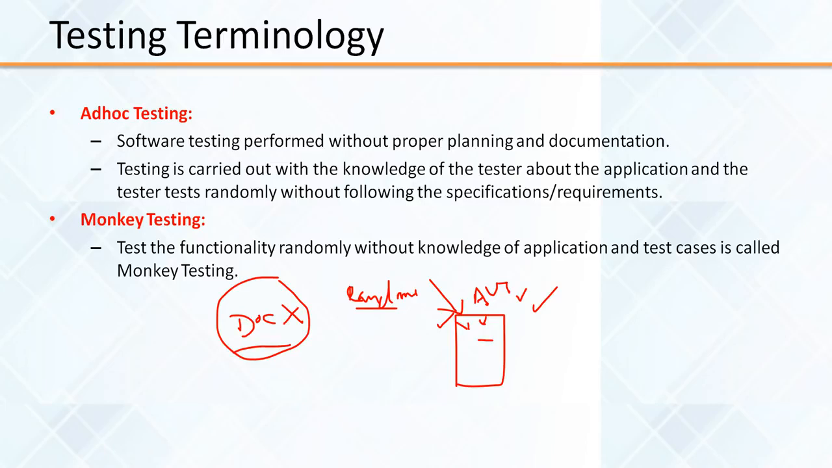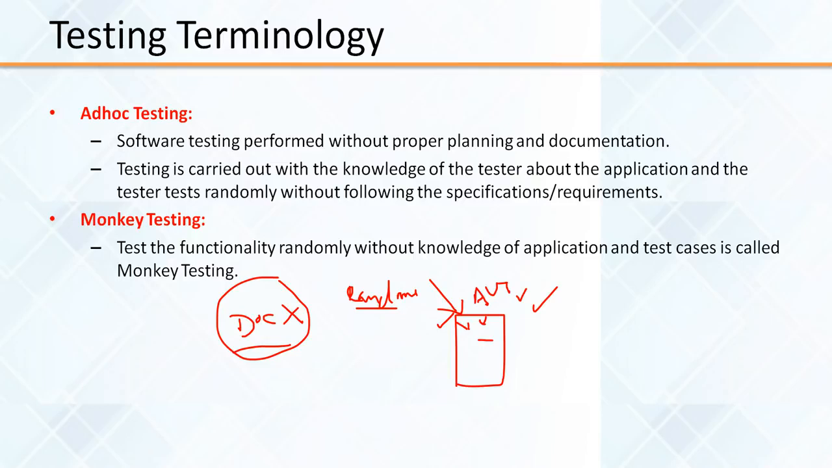In ad hoc testing, we will test the application randomly, right? Monkey testing is also a random kind of testing, but there is a little bit of difference between monkey testing and ad hoc testing. In ad hoc testing, we know a little bit of the functionality. But in monkey testing, we don't know any functionality of that application.